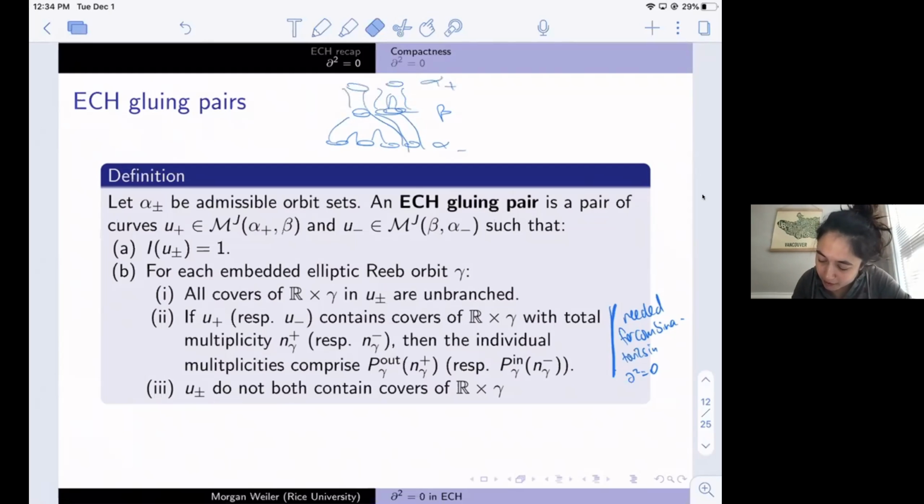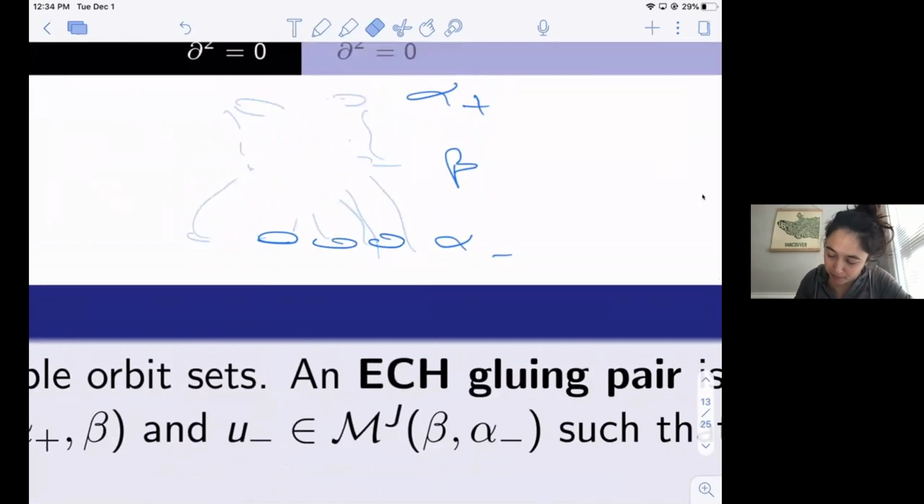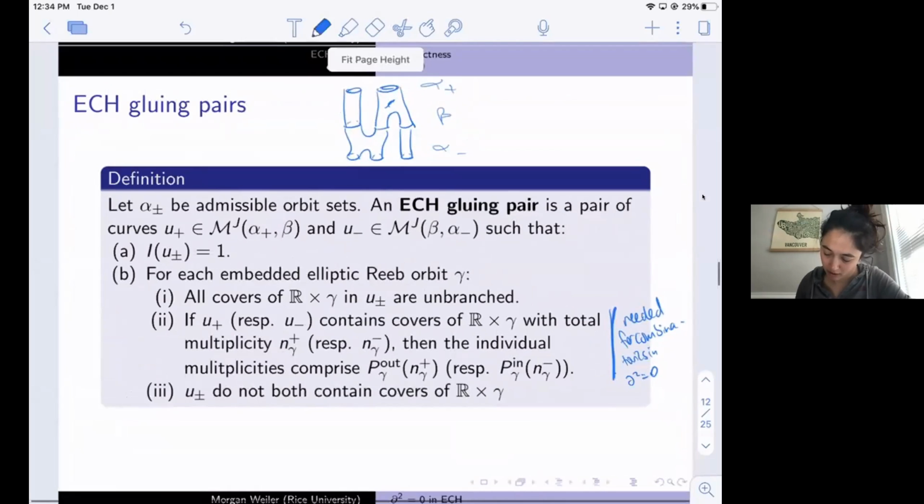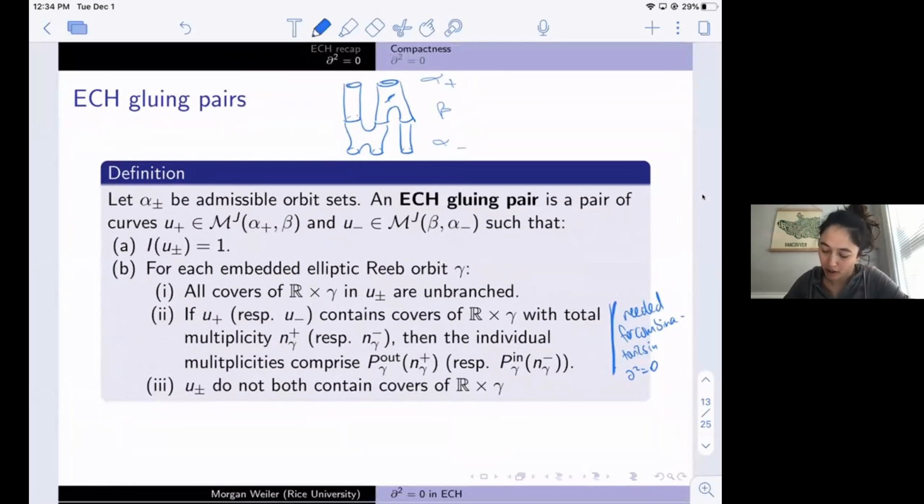So let's pretend that this is some, well, this is kind of terrible. Maybe it looks like this. I have something that does this, okay. So this would be legitimate because the covers of R cross some elliptic Reeb orbit are different, right? So here are my two covers, this one and this one. This is a cartoon, so maybe it doesn't mean anything, but by the cartoon, these trivial cylinders should be over different elliptic Reeb orbits.